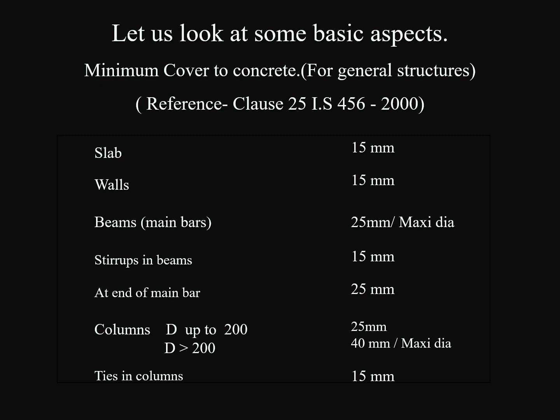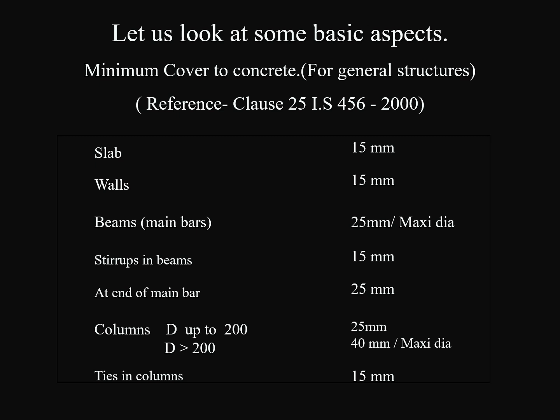The minimum cover to concrete for general structures, reference is clause 25 of IS 456 2000. These are all minimum covers that are recommended. For slab 15 mm, RCC walls 15 mm, beams for main bars 25 mm or maximum diameter of the bar provided in the beam, stirrups in beams 15 mm, at the end of main bar 25 mm.